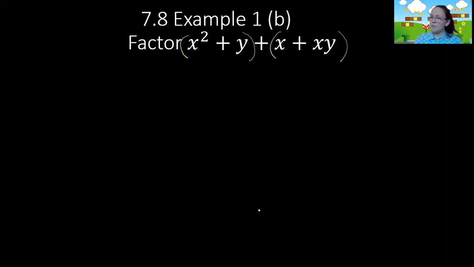What should I be doing first? I missed a step, didn't I? Every single time, what should we check for? Our GCF. Is there anything I can pull out of all 4 pieces? Nope. That's why I didn't remember to say it, because we always check for a GCF and then we factor.